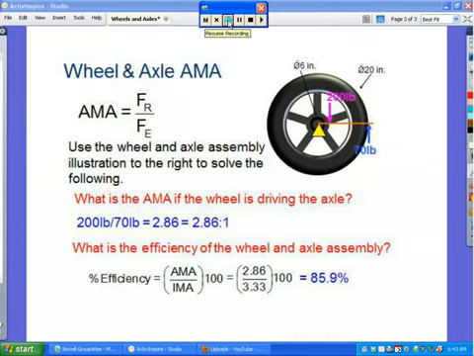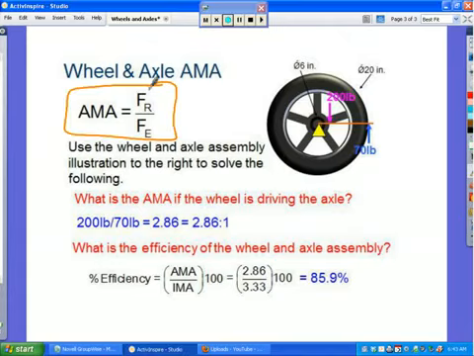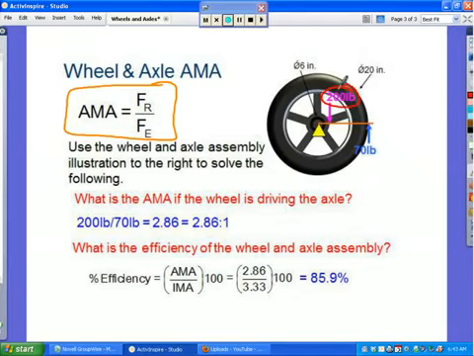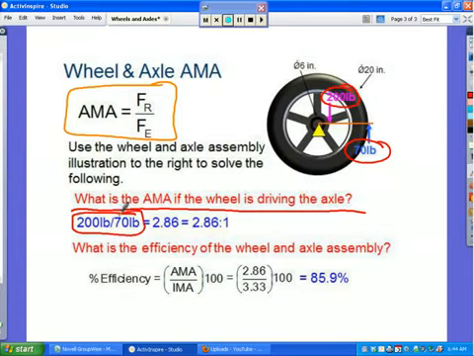Now that we've done ideal mechanical advantage, we can move on to actual mechanical advantage. Actual mechanical advantage, just like before, deals with forces. In this example, we've got the forces put right onto the screen: 200 pounds put onto the axle, 70 pounds put onto the wheel. If I want to know the actual mechanical advantage if the wheel is driving the axle, once again, I know it's going to be greater than 1. In this case, we take 200, put it over our 70 pounds, and I get 2.86.